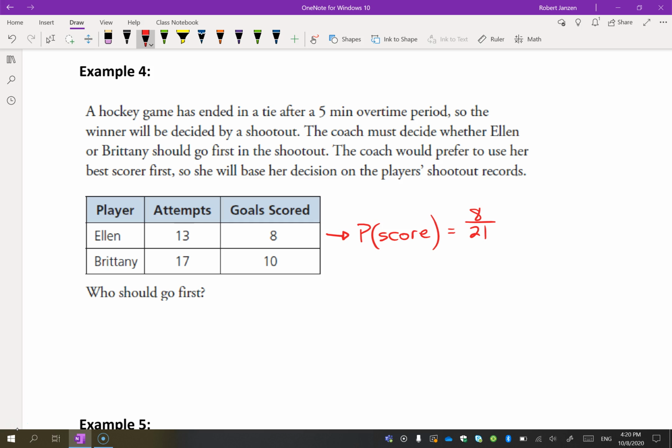So let's try the second one. The probability that Brittany will score is 10 out of 27. Now the question is, which one of those is a better probability? Well, this is a good place to change these to decimals. So get your calculator out. Go 8 divided by 21, and this is the decimal 0.38095. And if I go 10 divided by 27, I get 0.3703.